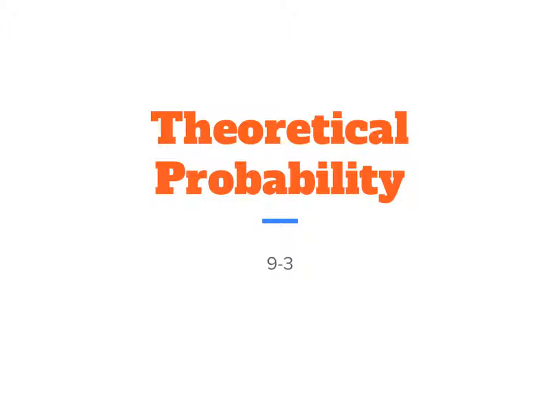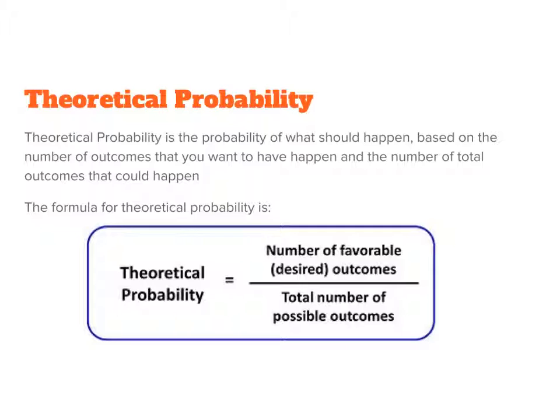Welcome to lesson 9.3. Today we're going to talk about theoretical probability. So theoretical probability is the probability of what should happen based on the number of outcomes that you want to have happen and the number of total outcomes that could happen.